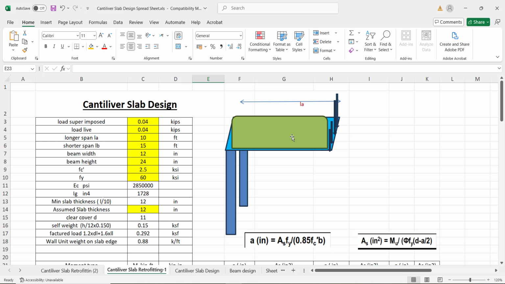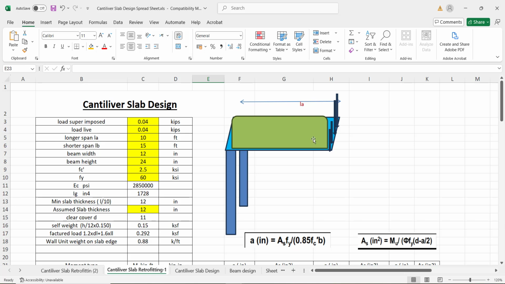Suppose we have a slab of 10 feet cantilever span, and we have imposed load on the slab, as well as on the edge we have a wall, and that wall applies a point load on the slab as well. So we will first calculate these loads, then we will calculate the moments, and then flexure requirements, the area of steel, then the spacing of the steel required for this slab, and then we will check its shear capacity and deflection.